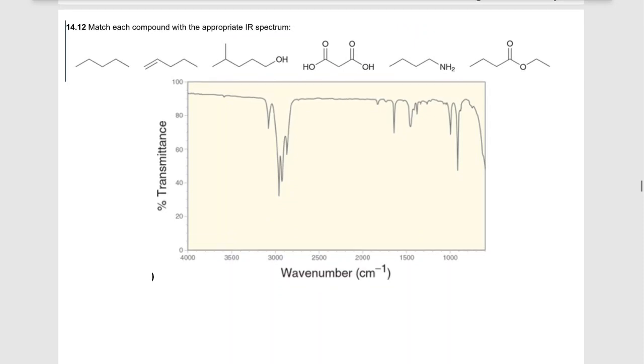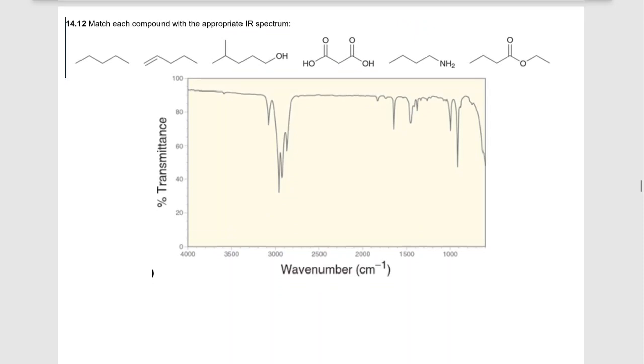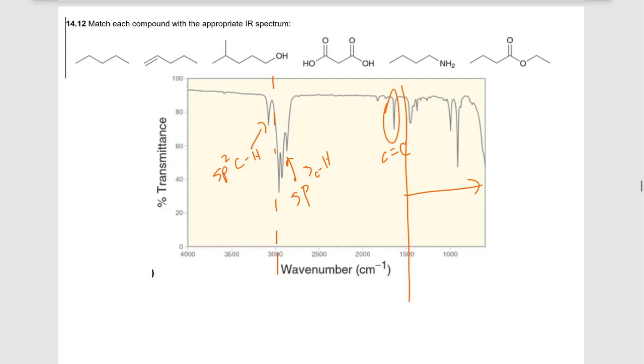Okay. Now the next question is, match each compound with the appropriate IR spectrum. So what features do we see in this spectrum? If we draw a line at 3000, just below 3000 we have the sp3 CH stretch. Just above 3000 we have a weak peak there. And then everything else is pretty much in the fingerprint region except for this peak right here. So what do we normally see about 1600? We see carbon-carbon double bonds. So what about 3100? We see the sp2 CHs. So what does this correspond with? It corresponds with an alkene, an asymmetrically substituted alkene.